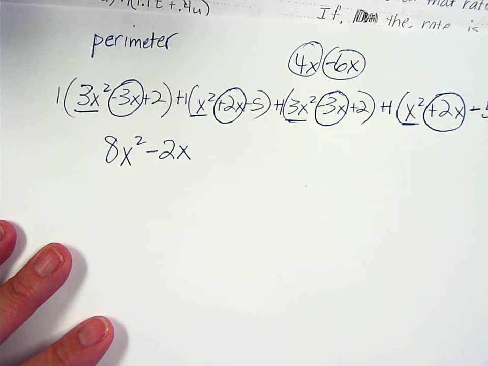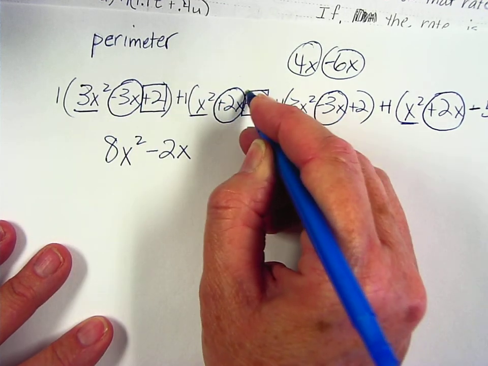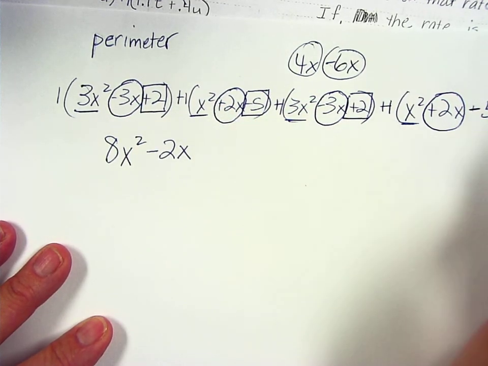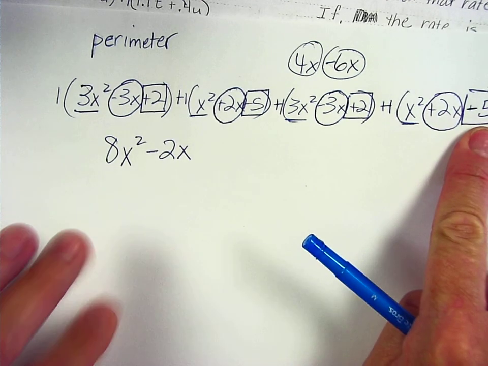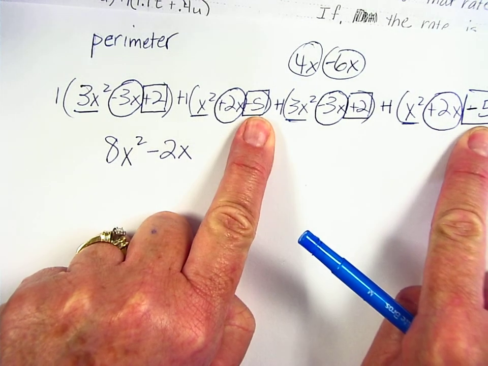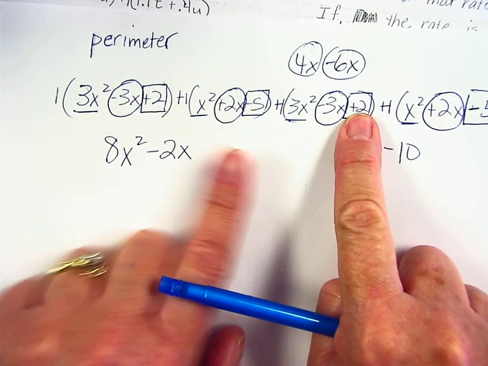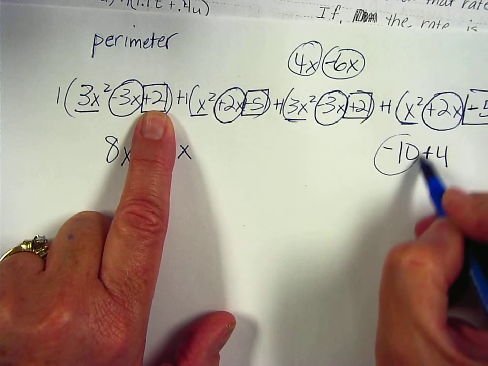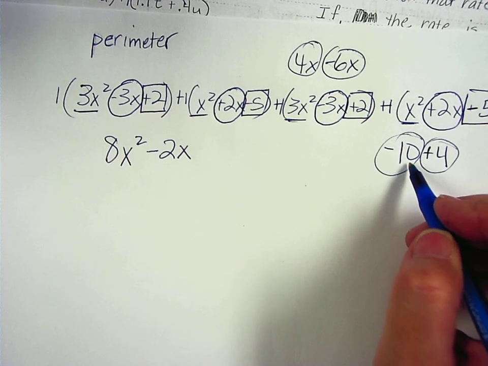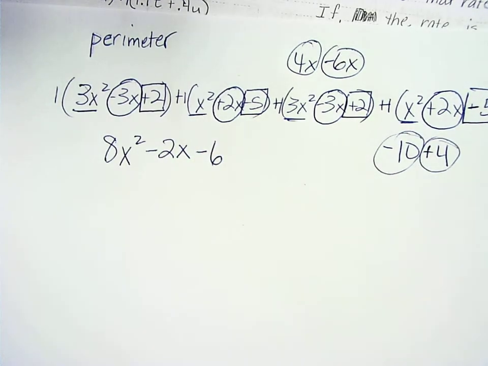And lastly, if I combine this positive 2, negative 5, positive 2, and negative 5, if I put these two negative 5's together, that's negative 10. And if I put my two positive 2's together, that's positive 4. If I have 10 negatives and 4 positives, I have more negatives than positives. I have 6 negatives, and I believe that's the perimeter of that rectangle.